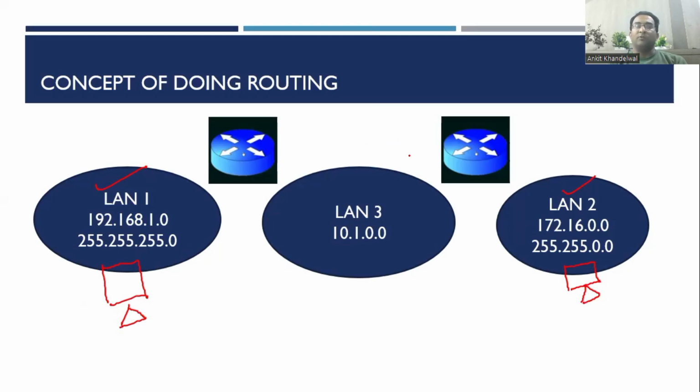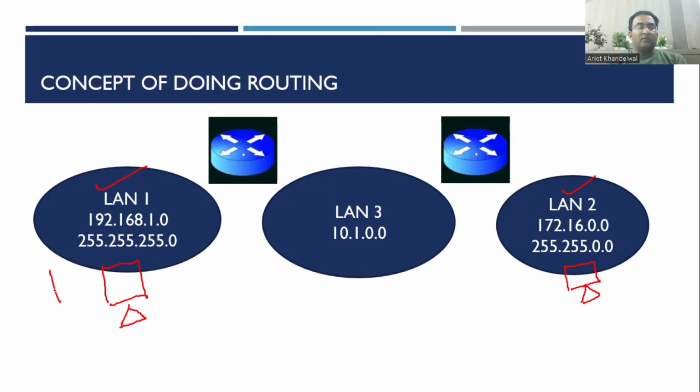Here we are using two routers. Now look at this particular thing. The LAN 1 has the network address 192.168.1.0 and the default subnet mask is 255.255.255.0 because this is a class C IP address. And in the other local area network, we are using a class B network, that is 172.16.0.0 is the network address, and 255.255.0.0 is the default subnet mask. Now, what is the concept over here?